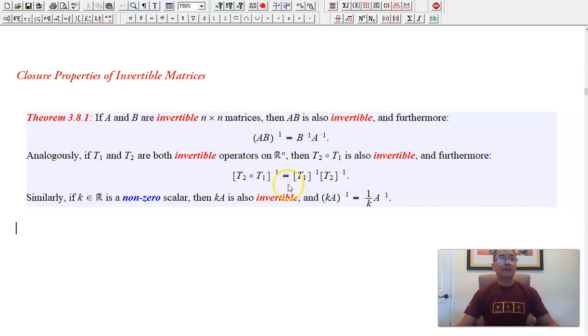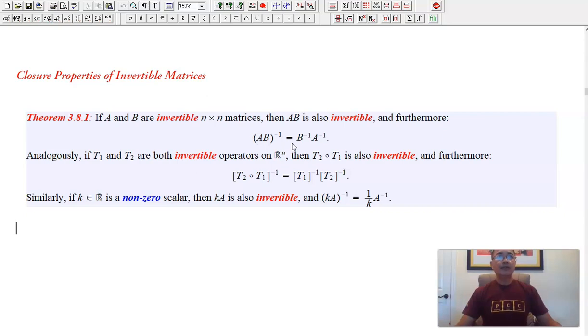The others follow, because if we regard the matrix of T2 composed T1 by itself, we know from previous sections that it is the product of the matrix of T2 times the matrix of T1, again in that order. So if you invert that matrix product according to the first sentence, we should reverse the factors. So the matrix of T1 inverted comes first, followed by the matrix of T2 inverted. Okay, so let's prove the first sentence.